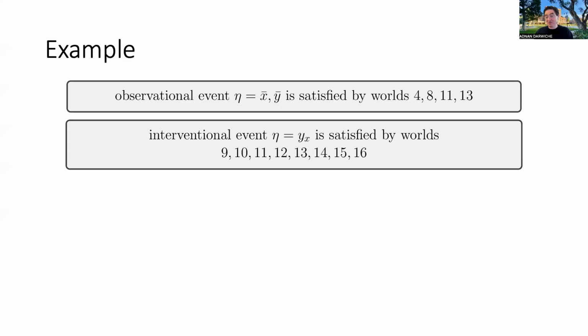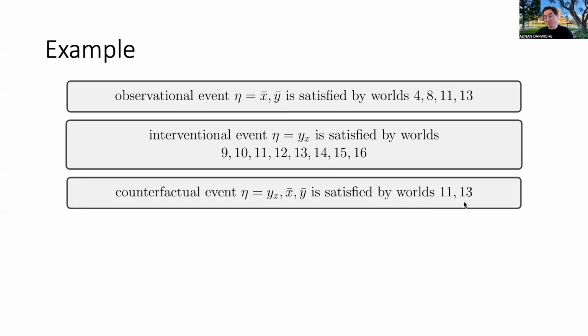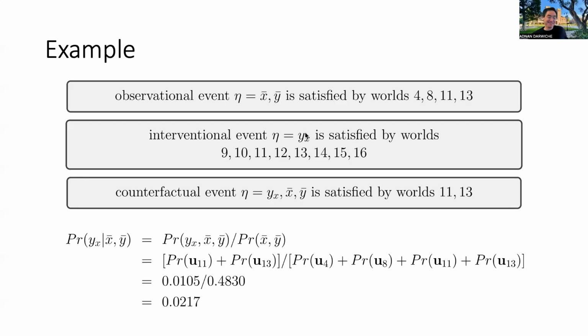What are those worlds? Just the intersection of these two. So it will be worlds 11 and 3, because I have this and I have that. This counterfactual event is satisfied in these two worlds, because those are the only ones that satisfy both this and that. What are we ready to do now? We're ready to do this.